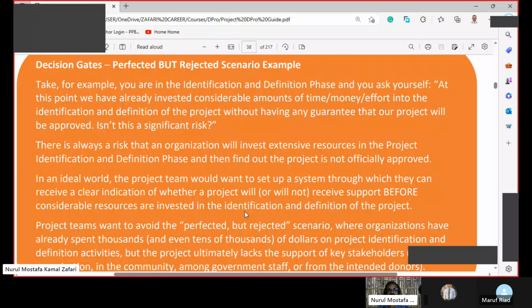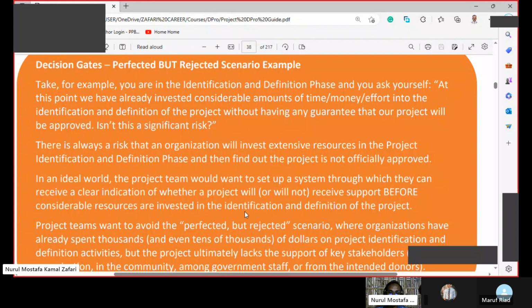So let us discuss these, the yellow box, then we'll discuss the text we have read earlier. Take, for example, you are in the identification and definition phase, and you ask yourself, at this point, we have already invested considerable amounts of time, money, and effort into the identification and definition of the project without having any guarantee that our project will be approved. Isn't this a significant risk?